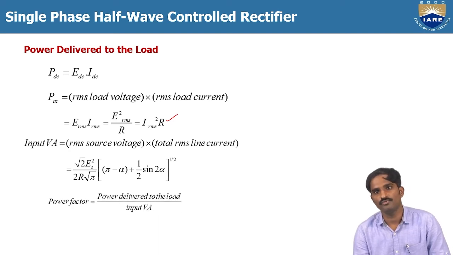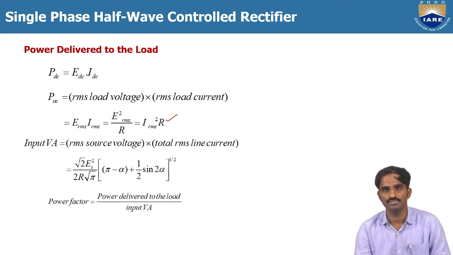And we can also find the power factor by using this equation, because these are all standard equations that you know already. These are all the parameters like the power delivered to the load, input VA and the power factor. If you want to find all these parameters, before that you should find the average load voltage and current as well as the RMS load voltage and current.